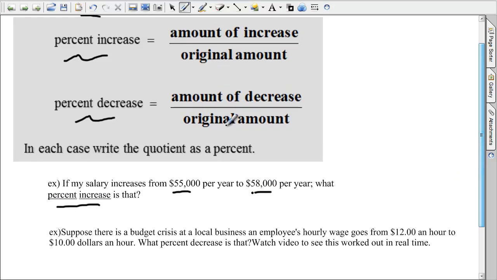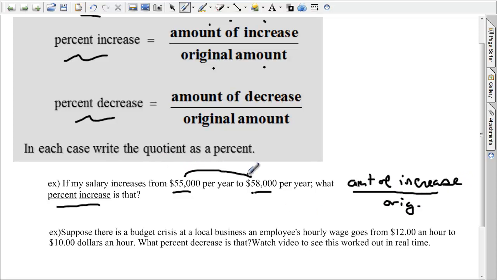Well, let's look at our recipe. You take the amount of increase divided by the original amount. Okay, so the amount of increase, I'm just going to write that out. Amount of increase divided by the original amount. Well, if it went from 55 to 58, it increased by 3,000. And the original amount, or I like to think of it as the starting value, was that 55,000. So the trick with this is that you make sure you divide by the original amount.